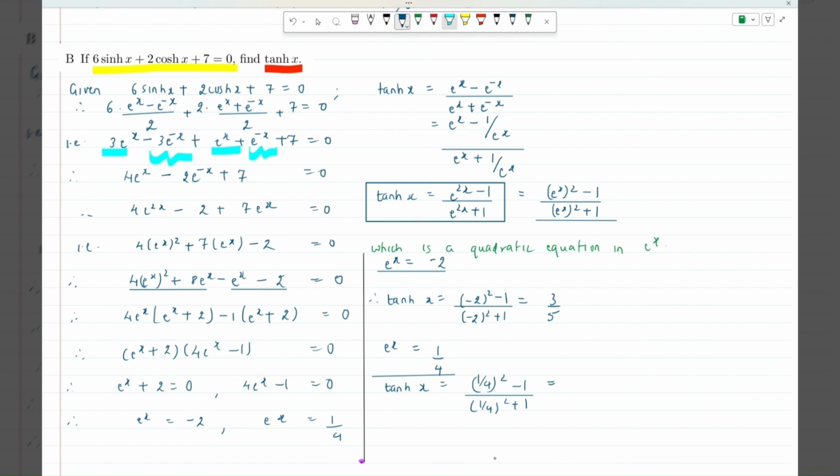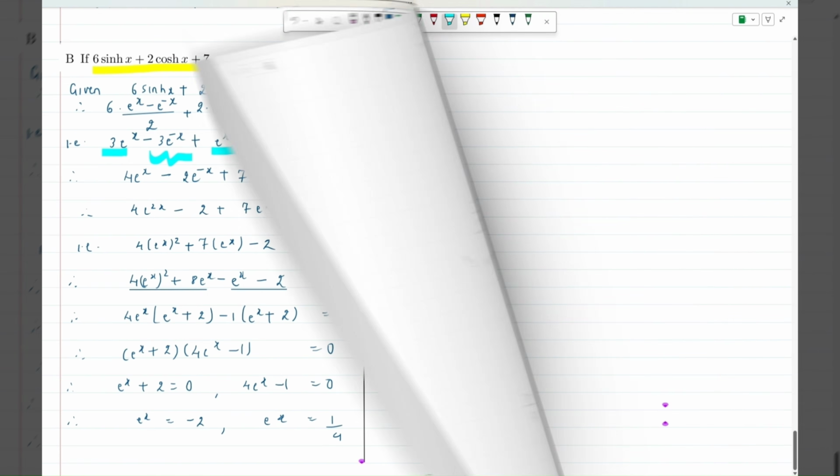And on simplification, this gives us 1 minus 16 over 1 plus 16, which is equal to -15 over 70. So this is another value of tanh x. Now let's move on to question 1c.